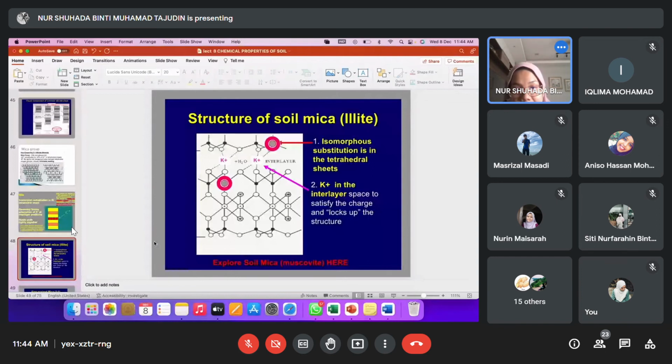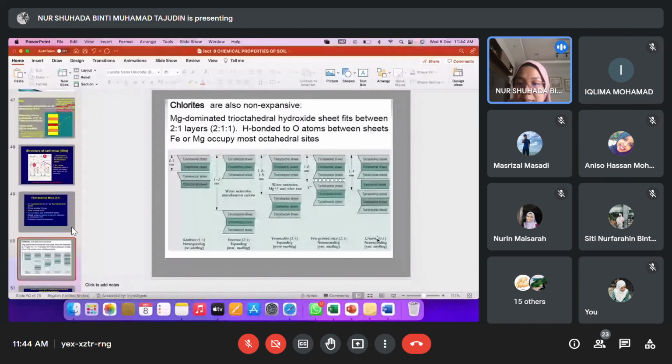So these are the K layers here. It is fairly nutrient poor because it only allows K. Another one, the last one, is chlorite. This is the comparison between the 3 just now. Chlorite is non-expanding because it has a hydroxide sheet in the middle. Chlorites are also non-expansive. It is almost the same as 1-to-1 kaolinite, where H is bonded to atoms between sheets. The OH sitting here makes a tight bonding, a hydrogen bond between the oxygen atoms. So chlorite is also not a good type of clay.